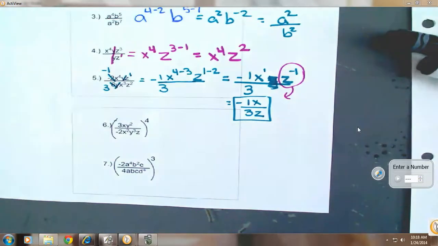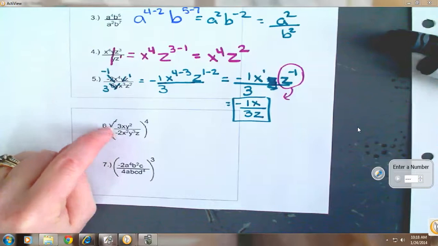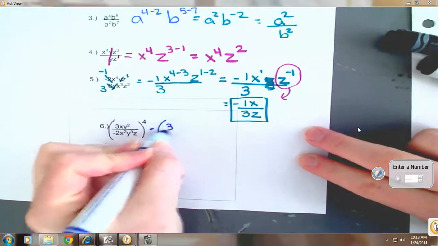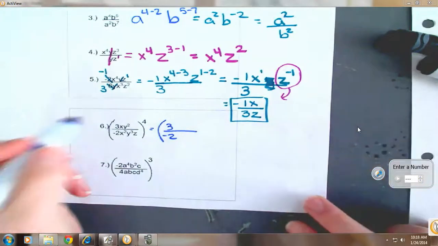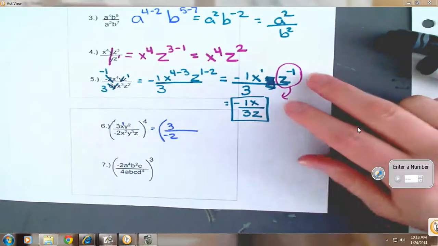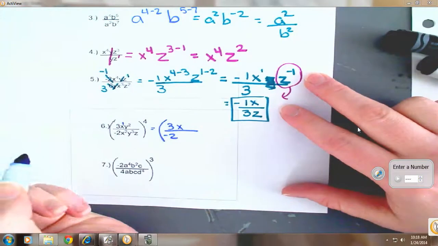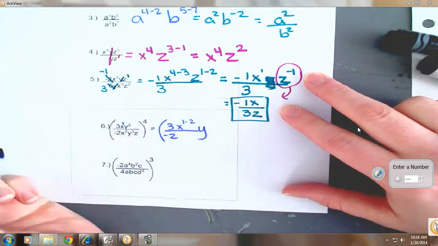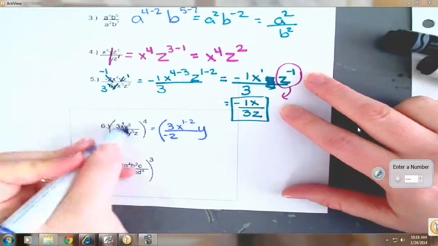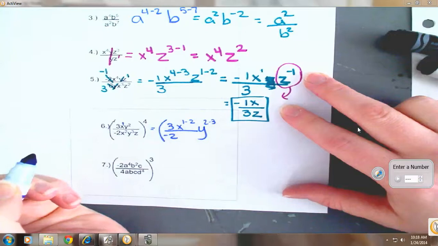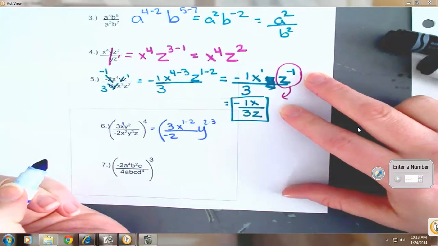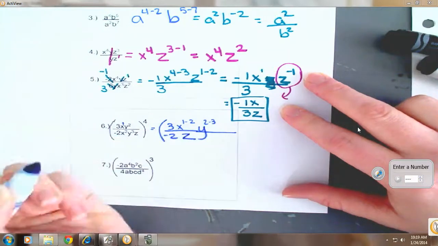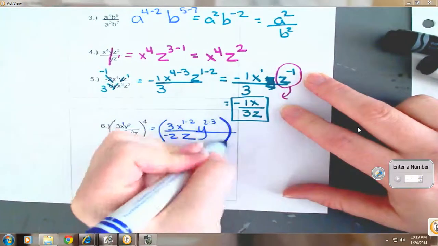So let's look inside. Is there anything I can do with 3 and negative 2? I'm looking at my coefficients. No, so I'm going to bring those across. What about my x's? I have x to the first divided by x squared. X to the first minus 2. So 1 minus 2. What about y's? 2 minus 3. Now that z, I don't have anything to do with it, so where's it going to stay? I'm going to leave it down in the denominator. It doesn't have anything I can do with it.